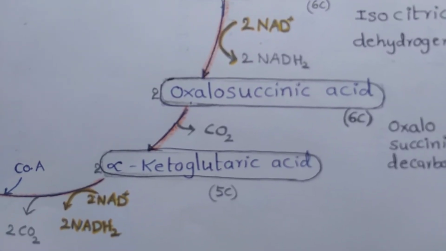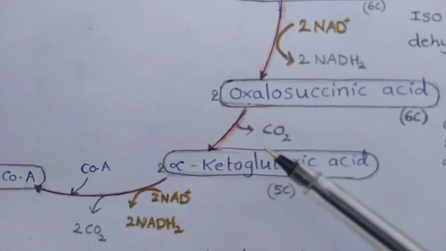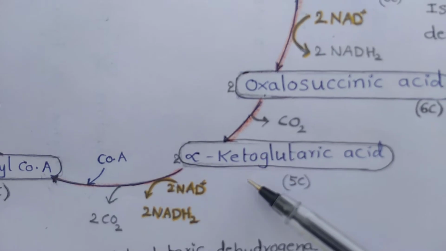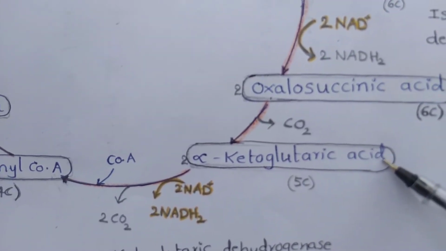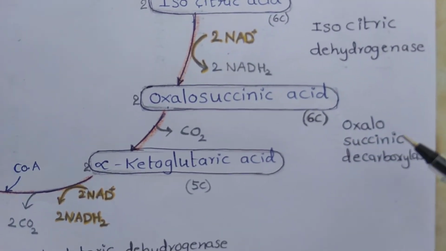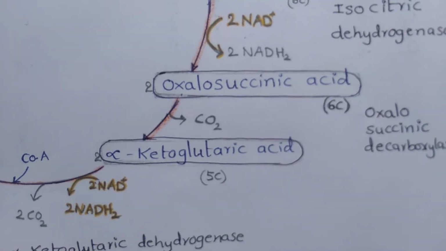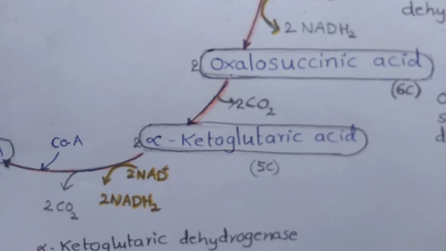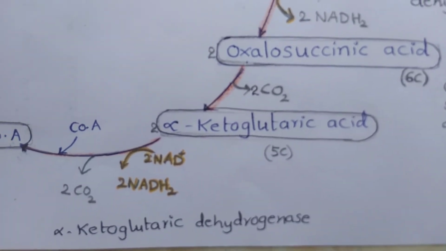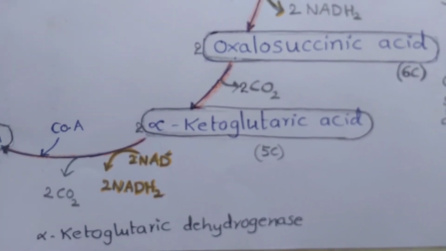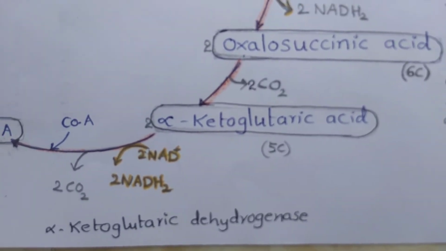Fifth step, decarboxylation. From oxalosuccinic acid, CO2 is removed to form 5-carbon alpha ketoglutaric acid. This reaction takes place in the presence of the oxalosuccinic decarboxylase enzyme. Alpha ketoglutaric acid is the one and only 5-carbon compound in the Krebs cycle. It is also involved in the synthesis of amino acids.